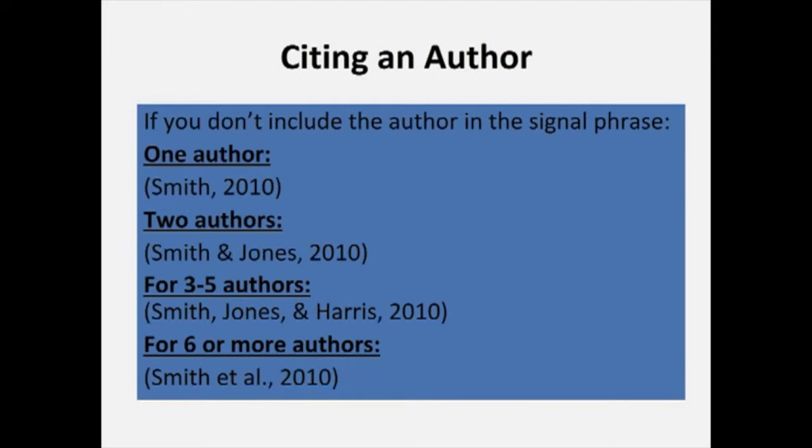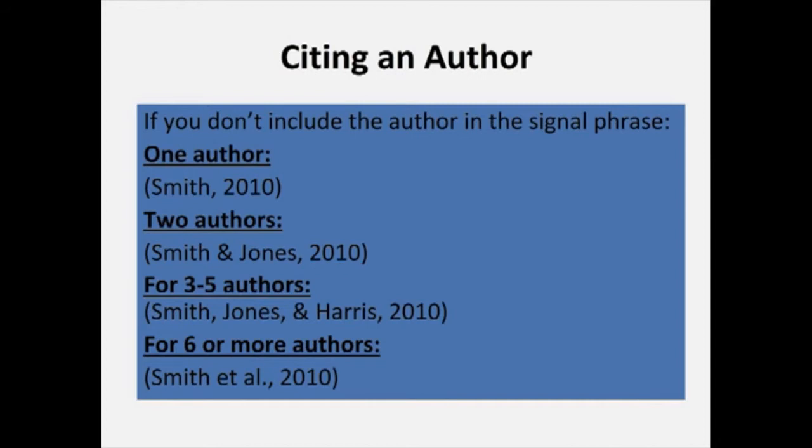If you don't include the author in the signal phrase or introduce the author in the sentence, include the following parenthetical citations at the end of your sentence before the closing punctuation mark. For one author, include the author's last name, a comma, followed by the year of publication. For two authors, include both authors separated by an ampersand, then a comma, followed by the year of publication.